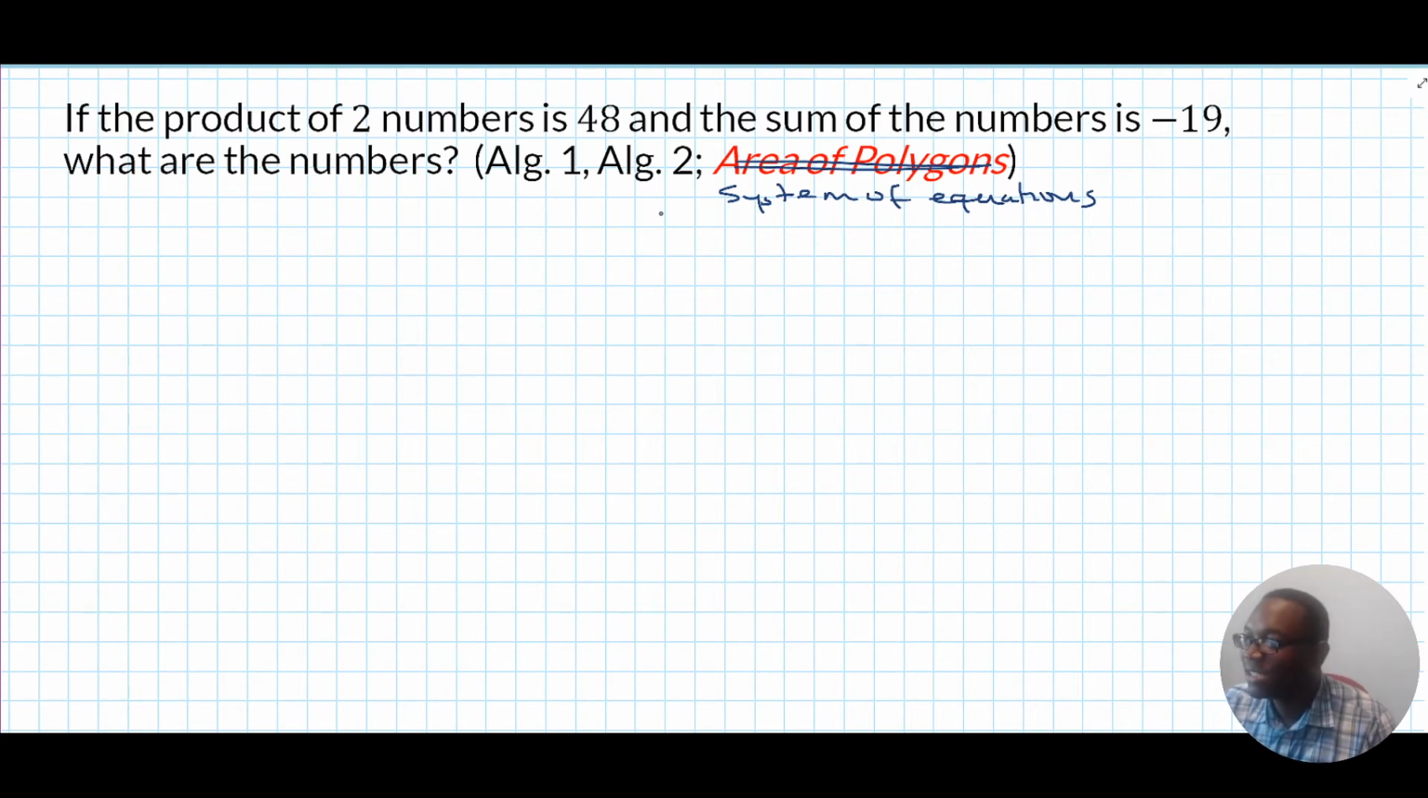Is anyone familiar with this type of problem? Good try, Jaden. 2 and 4. So the product of two numbers, we have two numbers. When you multiply them together, you get 48. When you add them together, you get negative 19. What are these numbers going to be?